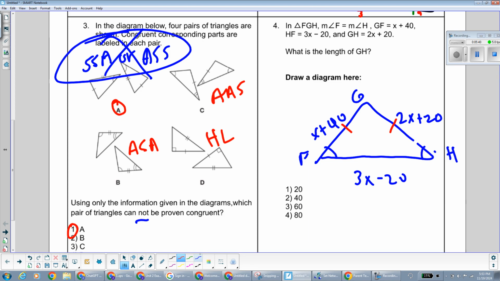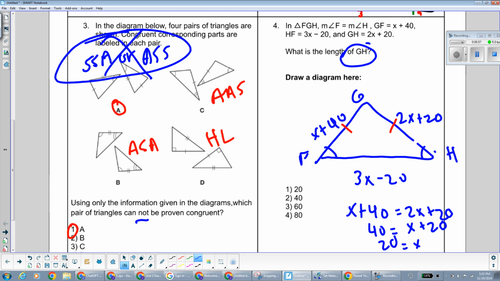So since I know that these two sides are equal, I can set them equal to each other. Subtract x, subtract 20. And now it's asking for the length of GH. The x value is there, that's the trick. 2 times 20 plus 20 is 60 when we plug in.